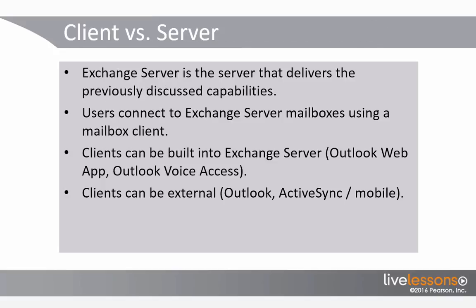Now, when users connect to Exchange Server, they're actually attaching to an Exchange Server mailbox, and they do that by using a mailbox client. Now, there is a client that's built into Exchange Server. It used to be called Outlook Web App. Today it's called Outlook on the Web. There's also Outlook Voice Access that's part of Unified Messaging. But you don't have to use clients that are built into Exchange. There are loads of external clients. There are ActiveSync clients. Those are the clients that are built into mobile devices such as smartphones or tablets. There's Microsoft Office Outlook. That's probably the best client out there for Exchange Server. And there are a few third-party options as well.